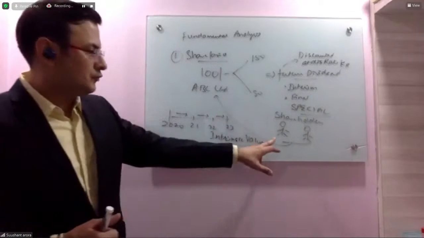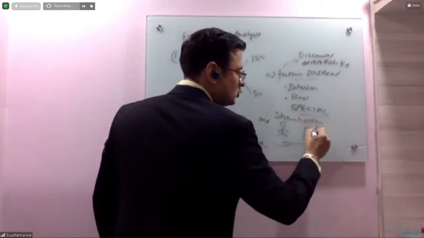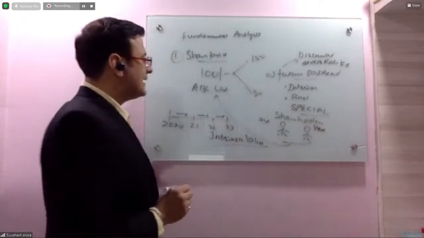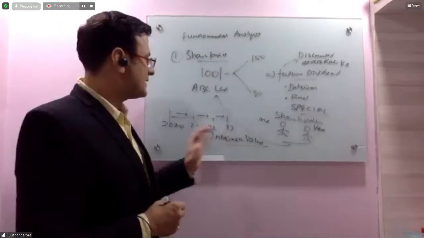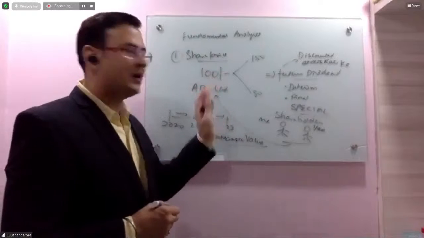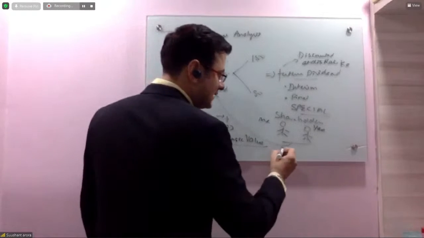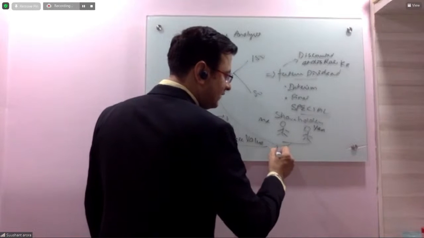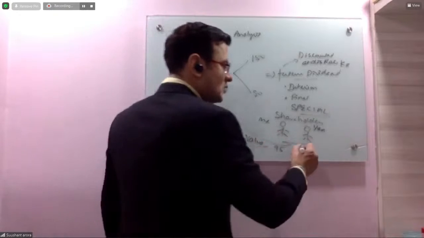So let's say this is me, this is you. I say the intrinsic value of this stock, which I calculated by discounting the future dividends of the company called ABC Limited, comes out to be, let's say, 95. For you, it comes out to be 105.